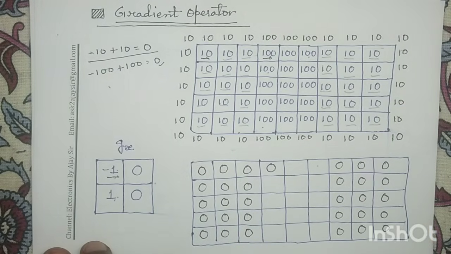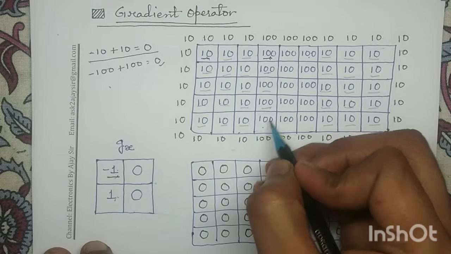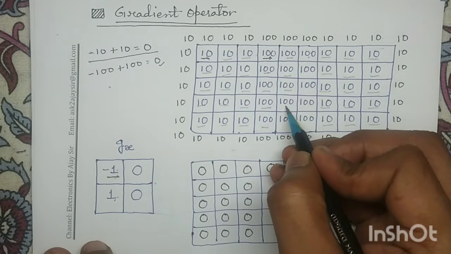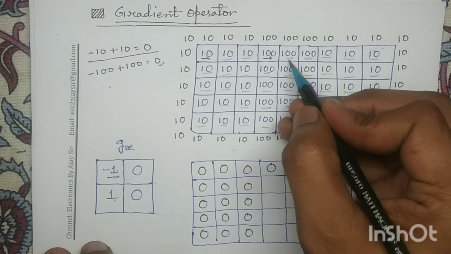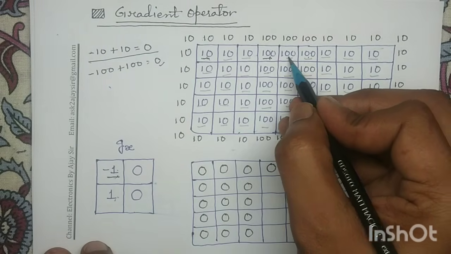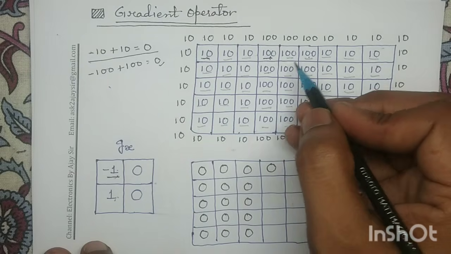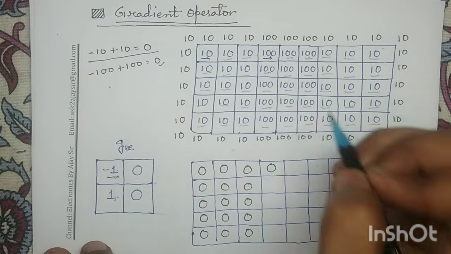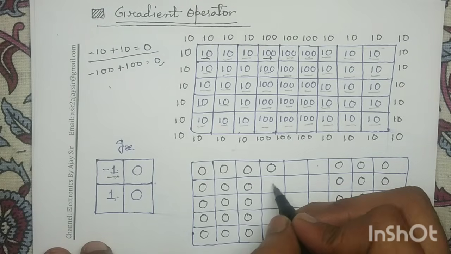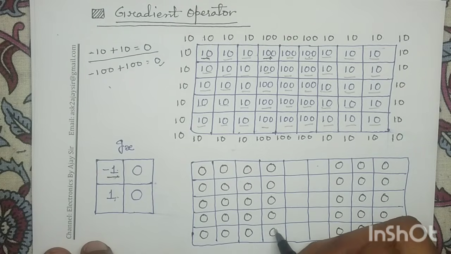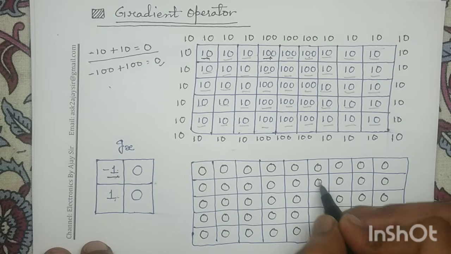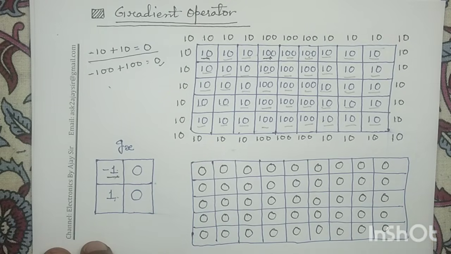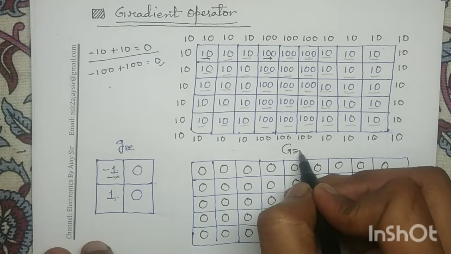In the similar manner, if you determine the response for all these pixels, you will get the same response, minus 100 plus 100, that is equal to 0. So let me write the response for all these pixels, that is equal to 0. Let me name this output image as g of x.